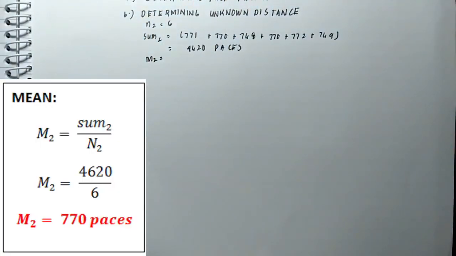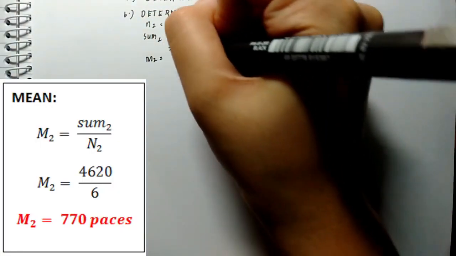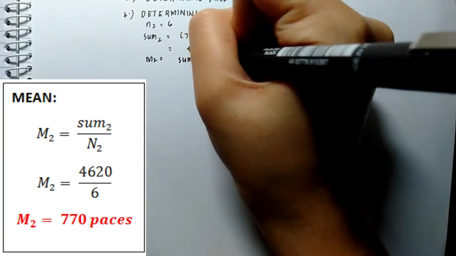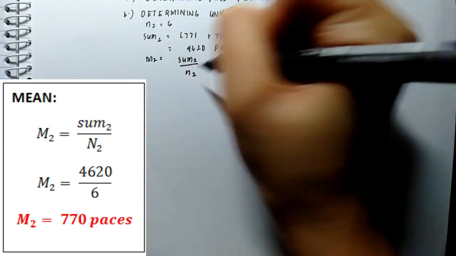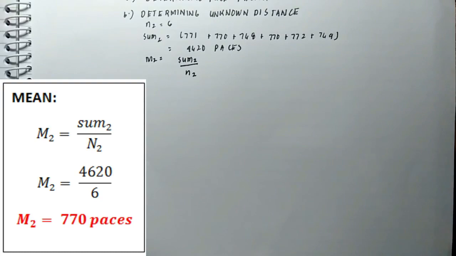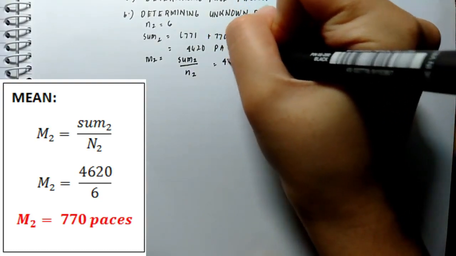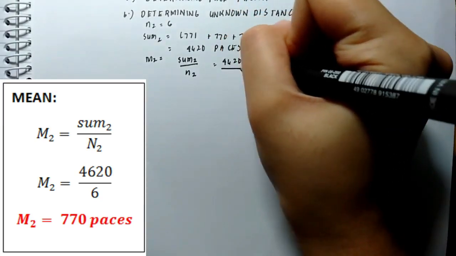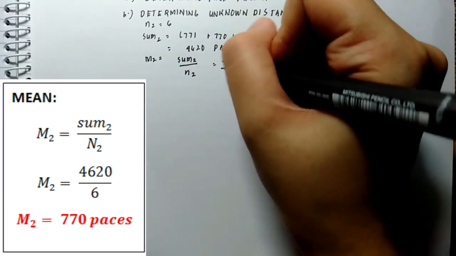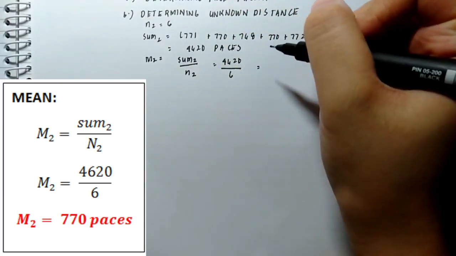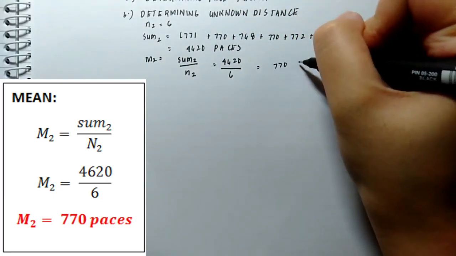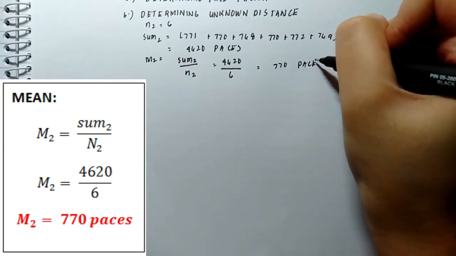Next, we also need to find the mean. Earlier we have discussed the formula for finding the mean. That is sum over the number of trials taken. So, the sum is 4,620 and the number of trials taken is 6. The answer would be 770 paces.